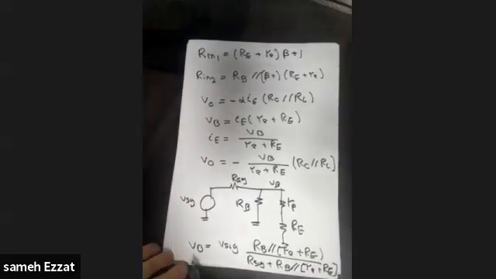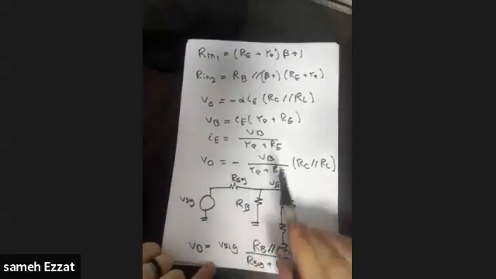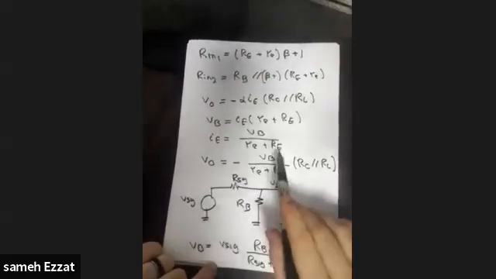So now this is a relation between VP and V swing. You can take this relation and substitute it here. Then you will have a relation between V swing and V out, which is the input and the output, so you can get the gain. This is the overall gain. Again, the gain is negative.